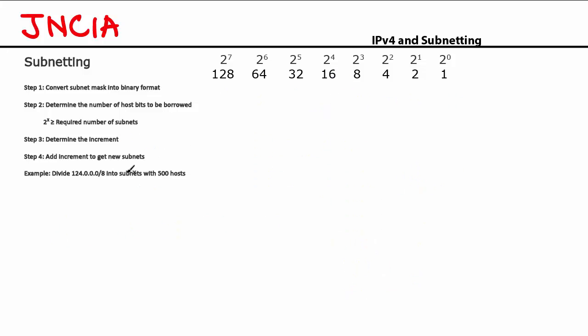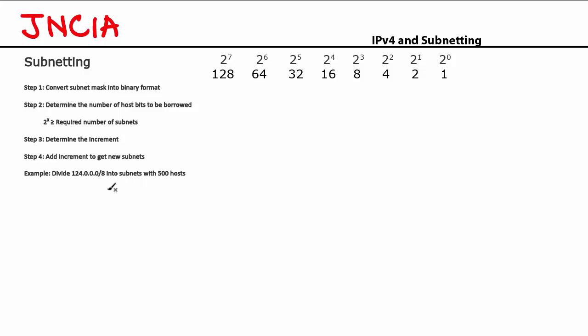The next example is to divide 124.0.0.0/8 into subnets with 500 hosts. This example is a little bit different. The first two examples had subnetting based on the number of networks. We were given an IP address and asked to divide it into X number of subnets.